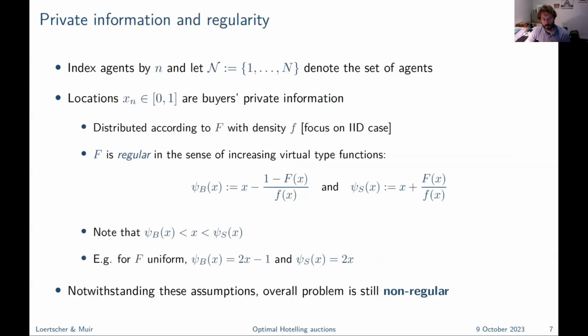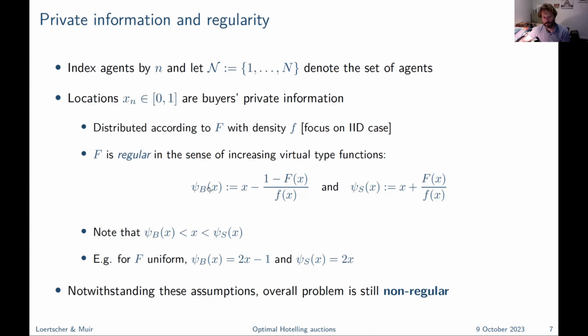Okay, so a typical agent is denoted by little n, and your realized location is your private information. The distribution here is denoted by capital F with a positive density, little f. In the paper and the talk, we focus on the IID case. For the purposes of the talk, we assume that the distribution is also regular. And some of the asymptotically optimal prior-free results rest on regularity, but that can be easily relaxed. So what does regularity mean?